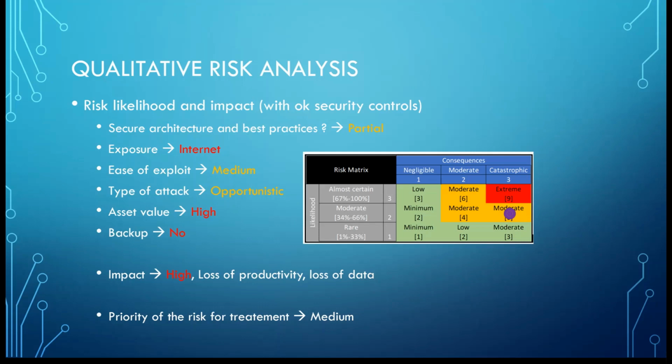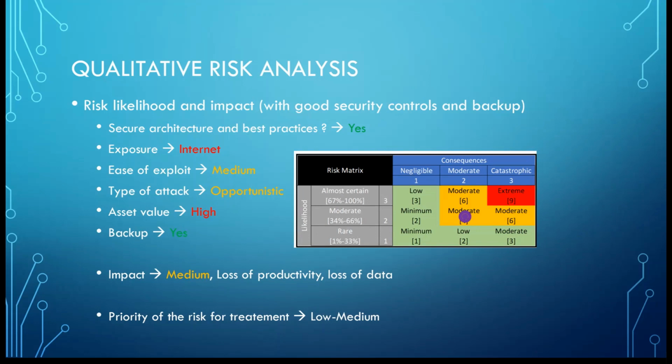If it ever happens, I'm going to have loss of data, loss of productivity. But now, because I've done some changes, let's say that the likelihood is maybe lower, but the consequences is still catastrophic. So I've said that the priority of the risk for treatment is medium. Well, let's say it's medium high.